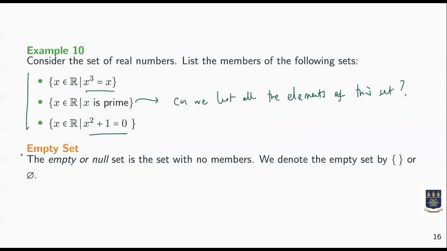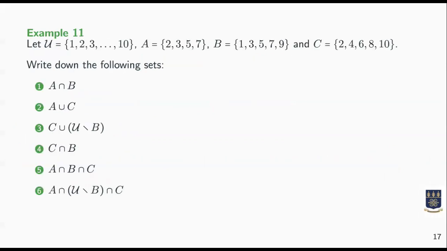And sometimes when a set has no members, we call that the empty set or the null set. We can denote it by a pair of braces that enclose nothing, or this symbol here. So you've got an O with a cross out of it. That is called the empty set. Again, we will defer this for class. These are the sorts of examples that we want to talk about.